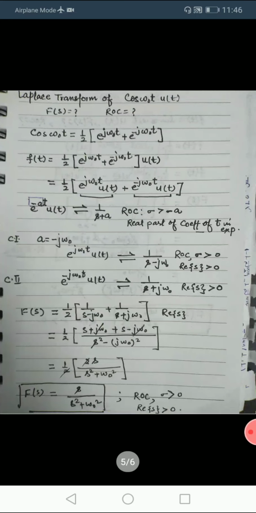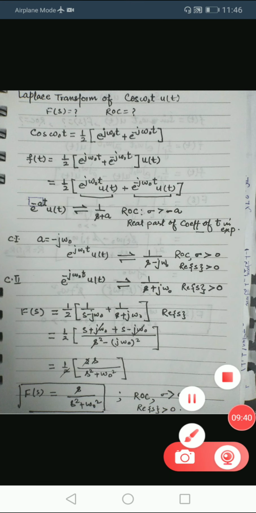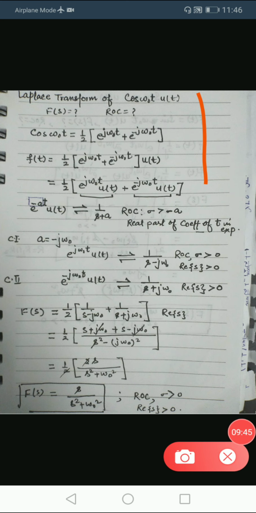Next, Laplace transform of cos omega naught t u(t). This is a very common question for your exams. We know that cos omega naught t is equal to 1/2 (e to the power j omega naught t plus e to the power minus j omega naught t). This is Euler's formula. So f(t) is half of this into u(t); opening the bracket, f(t) = half e to the power j omega naught t u(t) plus e to the power minus j omega naught t u(t).